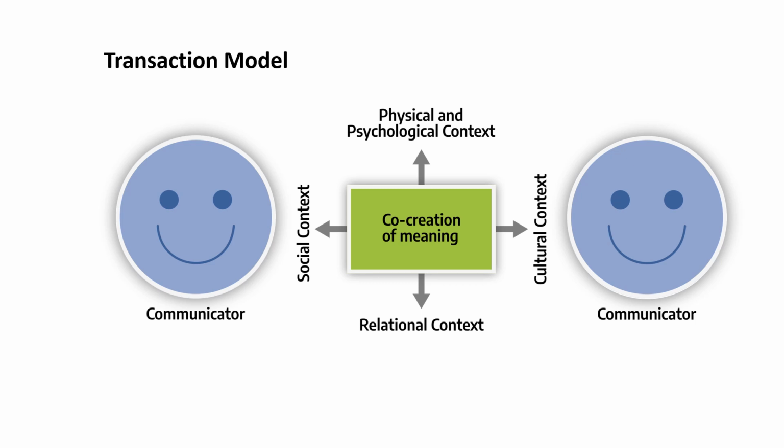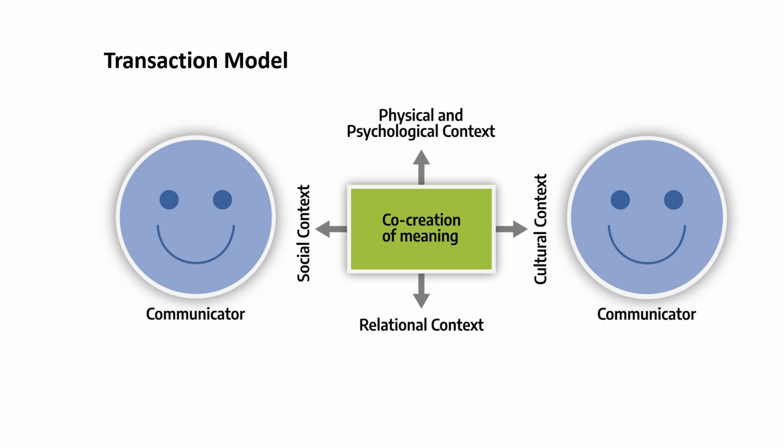Next is the transaction model, and let's analyze the picture. There will be a communicator, and he is sending the message to the receiver, and the receiver is also a communicator here, because he is always giving feedback or response to the speech or the things that are spoken by the communicator.